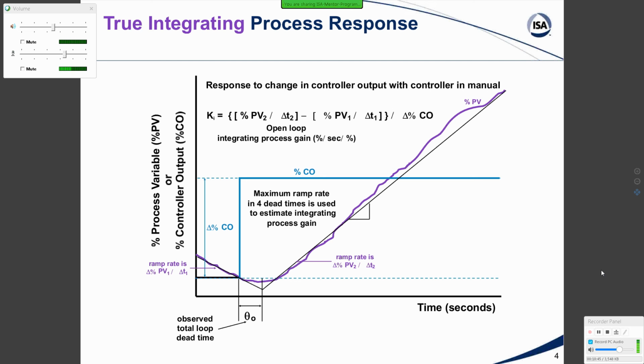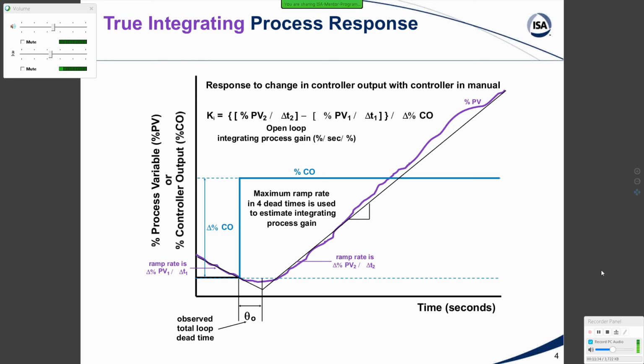And again, we're dealing with percent PVs, so it's percent per second ramp rate, and we're looking at the change in ramp rates, and we're dividing that by the percent controller output. And we end up with an open loop integrating process gain whose units are percent per second ramp rate divided by percent change in controller output. And typically, you don't see this detail. They cancel out the percents, and what they say for the open loop integrating process gain is 1/seconds. And as I mentioned, for temperatures and levels, it could be 10 to the -6, 1/seconds.